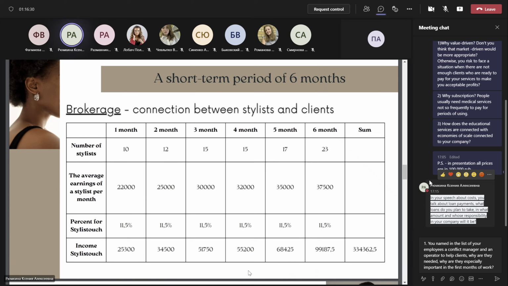As for revenue streams, the source of income for our startup is brokerage, because our goal is to connect stylists and clients, taking a percentage of their cooperation. Consider a situation where we have a certain number of stylists in each month, and we also know their average monthly income. Using the percentage, we can calculate the startup's income. We assumed that the number of stylists would grow while our rate would be 11.5%. The final income that we can get is calculated on the slide.